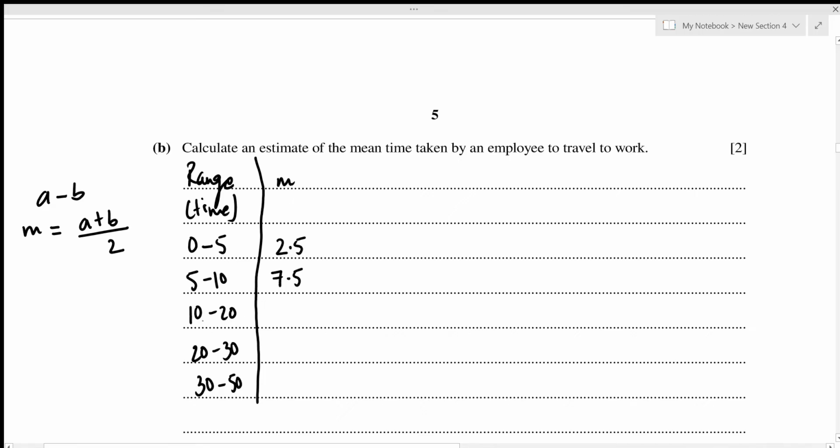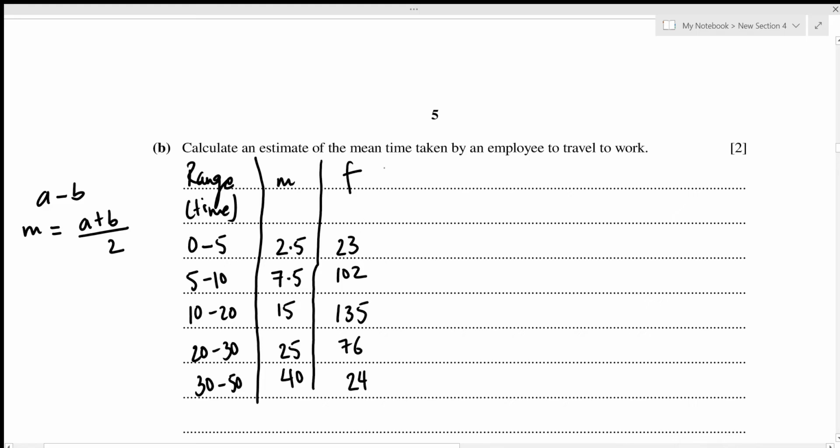For the third case, that's going to be 10 plus 20 divided by 2, which is 15. 20 plus 30 divided by 2, which is going to be 25. And the last one is going to be 30 plus 50 divided by 2, which is 40. All right, now we have the frequency. This is just going to be listed from the question given above. So the first frequency was 23, then we had 102, 135, 76, and 24.